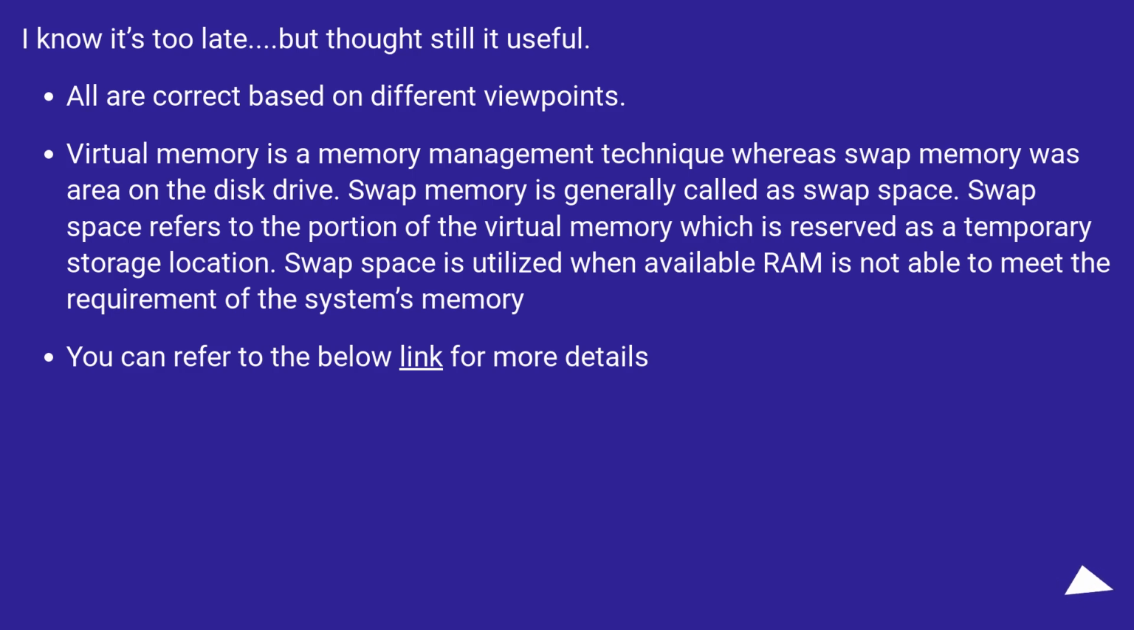Virtual memory is a memory management technique, whereas swap memory is an area on the disk drive. Swap memory is generally called the swap space. Swap space refers to the portion of the virtual memory which is reserved as a temporary storage location. Swap space is utilized when available RAM is not able to meet the requirement of the system's memory.